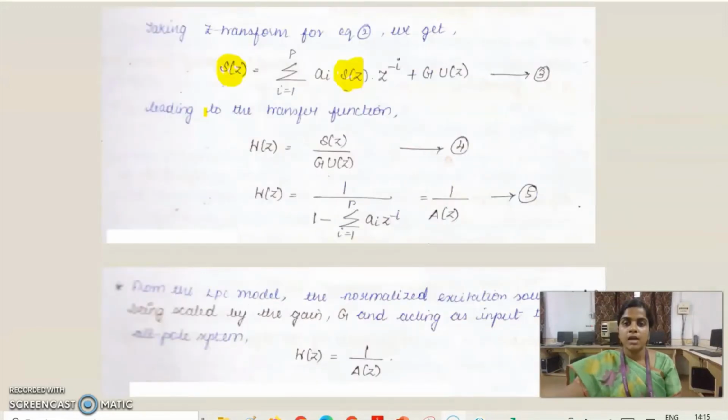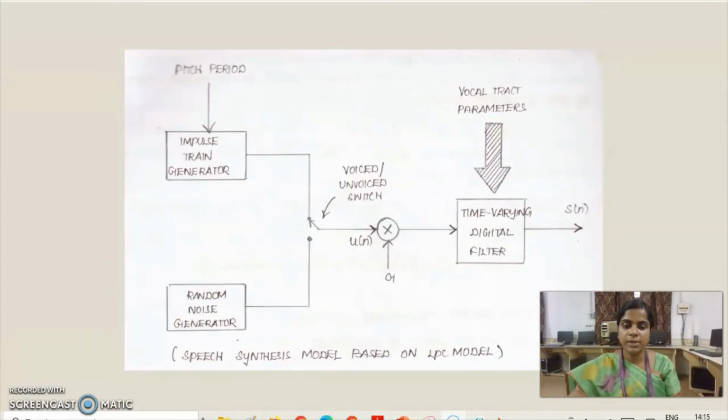Now taking the Z transform of equation 2, we get S(z) is equal to the summation of a_i S(z) z to the power minus i plus G times U(z), following the Z transform. Now boiling this down into a transfer function brings us to S(z) by G U(z). So H(z) is equal to 1 by A(z). So the ultimate transfer function of the LPC model is H(z) equal to A(z) inverse. So this is the speech synthesis model based upon LPC.